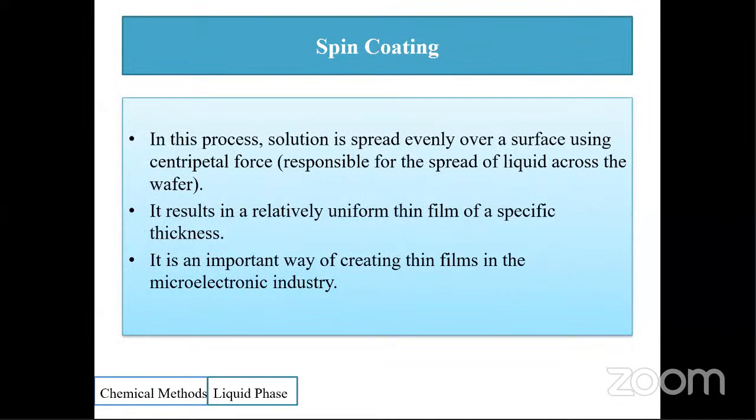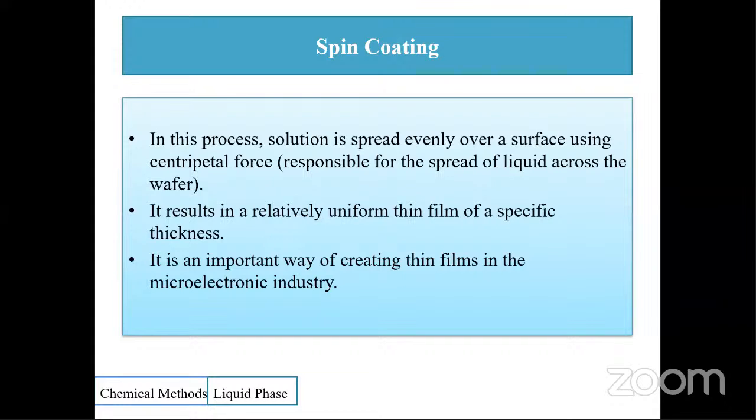Then the spin coating technique, it is a very simple thing. The basic principle is centrifugal force, the centripetal force that is used. So in this process, solution is spread evenly over a surface using centripetal force, which is responsible for the spread of liquid across the wafer. It results in a relatively uniform thin film of a specific thickness. Whatever thickness you need can be achieved with this. And it is an important way of coating thin films in the microelectronic industry.